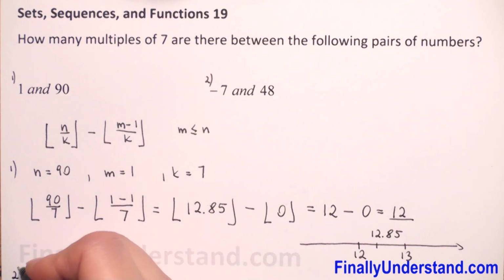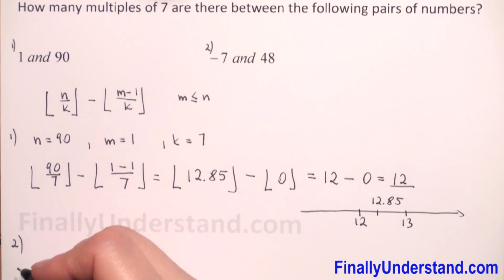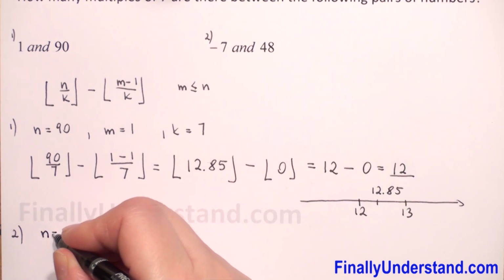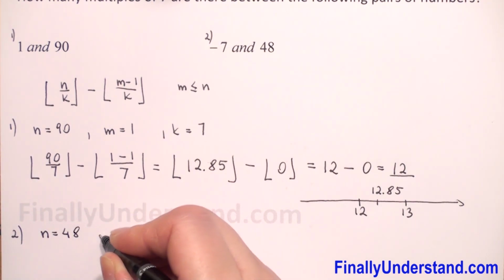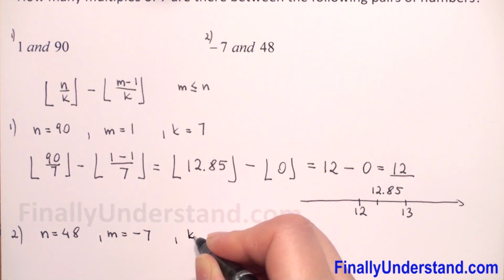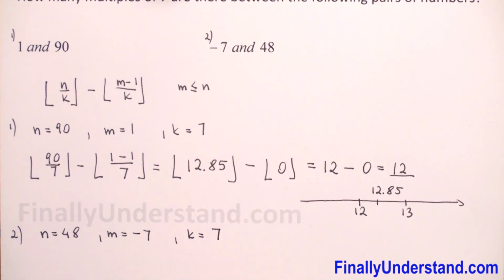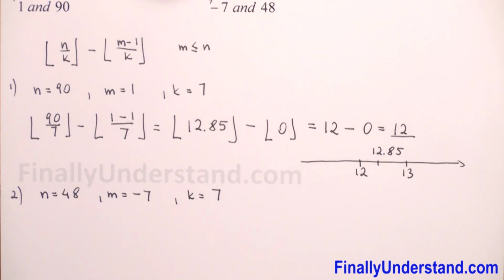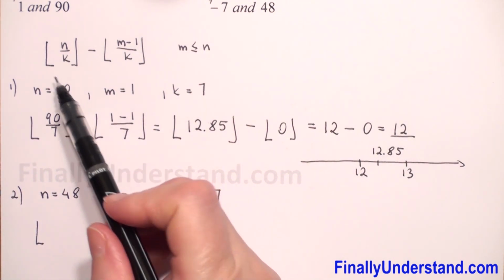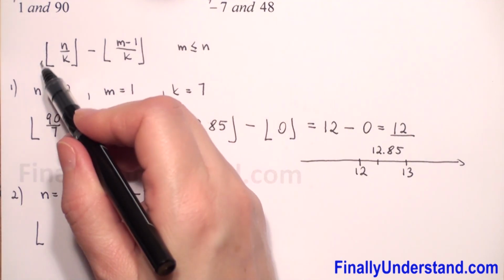In the second example, we are given that n is equal to 48, m is equal to negative 7, and k again is equal to 7. So we have floor of n over k, we still use this formula.